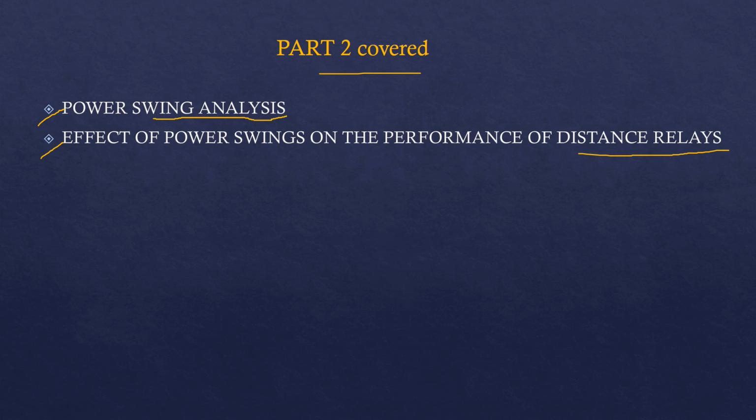Also, we have concluded that the relay characteristic which was occupying greater area on the RX diagram was more influenced during power swing, and therefore the mho relay is least affected, whereas the reactance relay is most influenced during power swing.